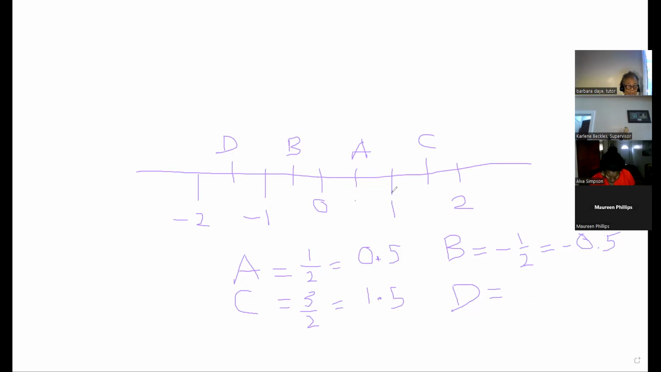Well, we said this one between +1 and 2 was 3/2. So D is just going to be a -3/2, right? Yeah, -1.5, which is 3/2. And as a decimal, what would that be, Maureen? Negative what? Okay. 1.5. That's it, -1.5.